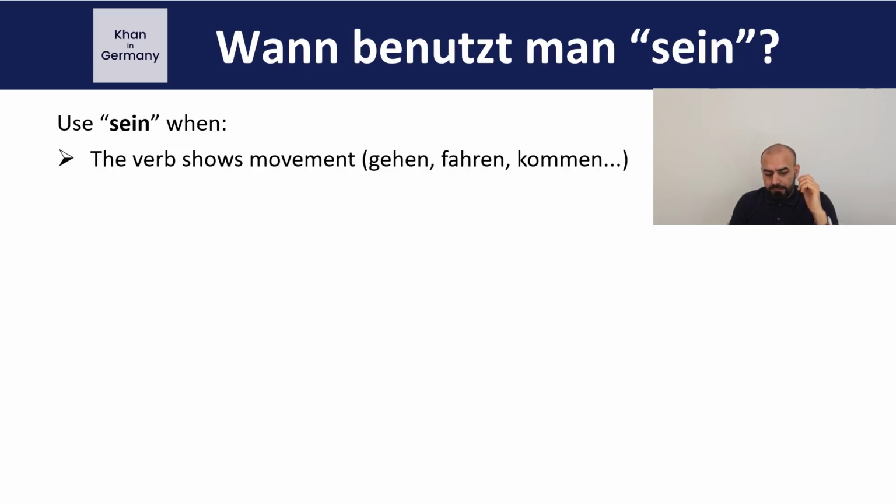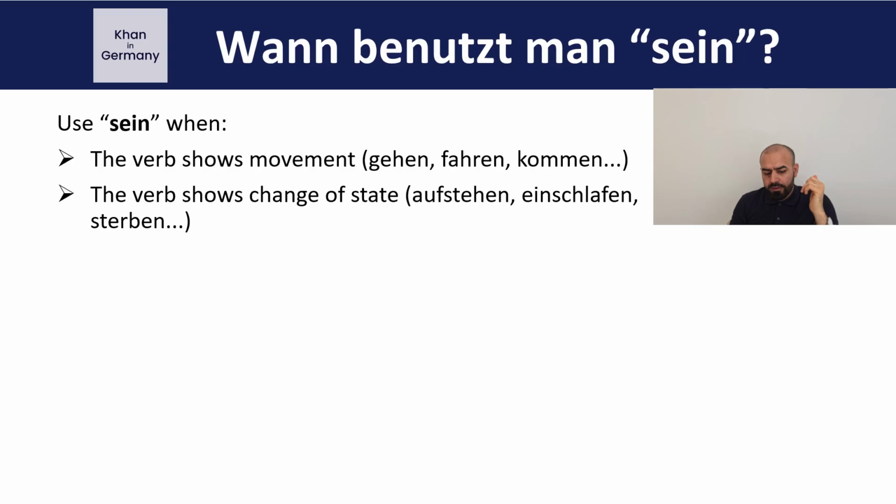And with sein, the verb shows movement, okay? For instance, we talked about gehen, fahren, kommen. Or the verb shows change of state. That's also very important. Change of state. You are sleeping and then you are getting up. Aufstehen, yeah. Einschlafen. So you are awake and then you fall asleep. Sterben. You are alive and then you die. So you have to know the state change as well as movement always takes sein as an auxiliary verb, yeah, helping verb.